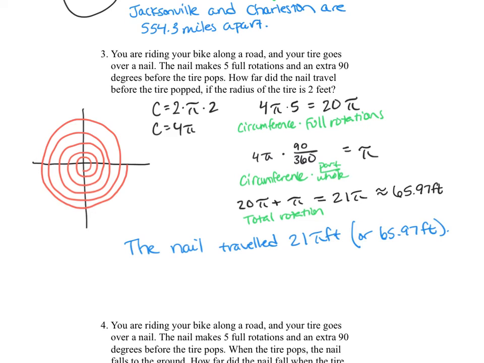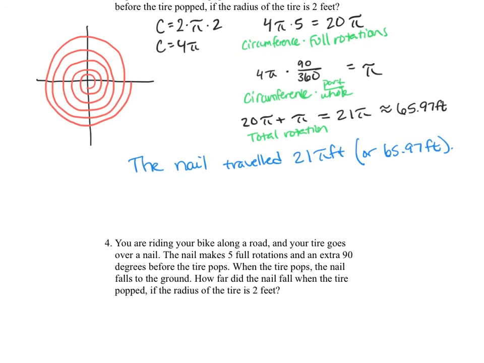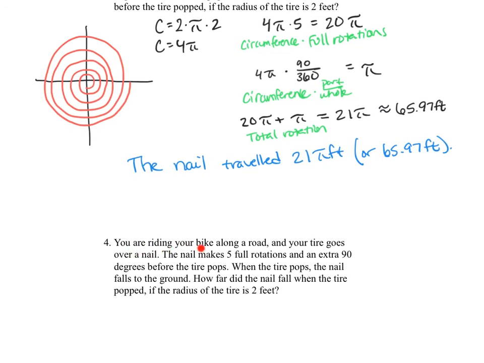Problem number 4 builds off of this, and we'll go over a problem similar to this in the Go formative that I think you'll find interesting, but it's really all about the radius. Like I said, this story problem starts the same. You're riding your bike along a road, your tire goes over a nail, the nail makes 5 full rotations and an extra 90 degrees before the tire pops. When the tire pops, the nail falls to the ground. How far did the nail fall when the tire popped?